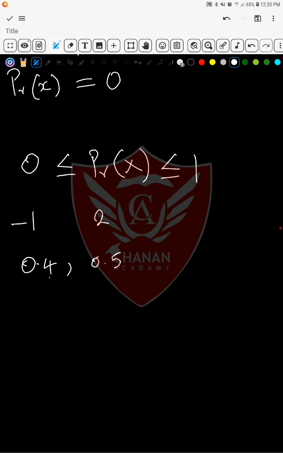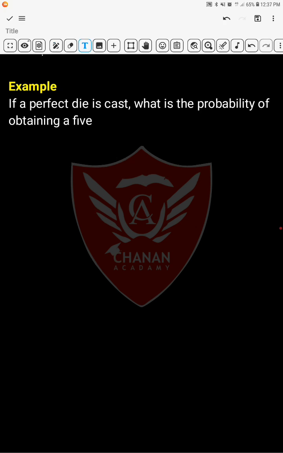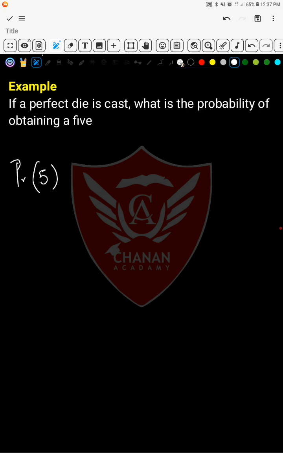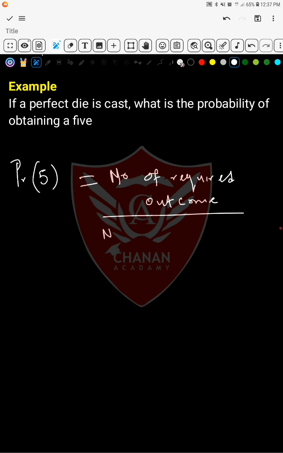So let's take an example. The question is, if a perfect die is cast, what is the probability of obtaining a 5? The probability we are looking for is the probability of obtaining a 5. So what is the formula? It is the number of required outcome over the number of possible outcome.